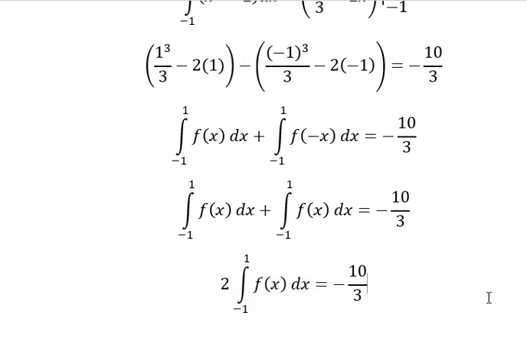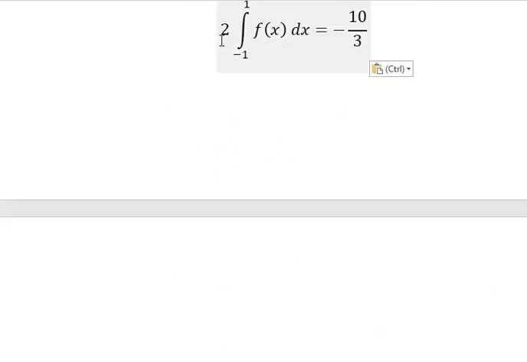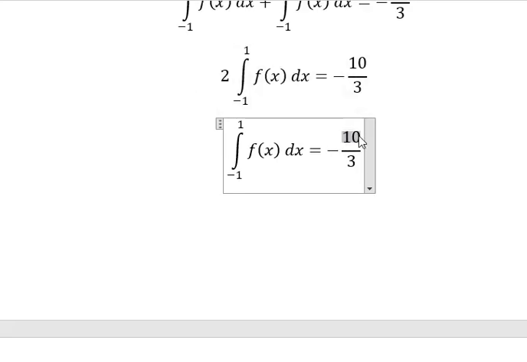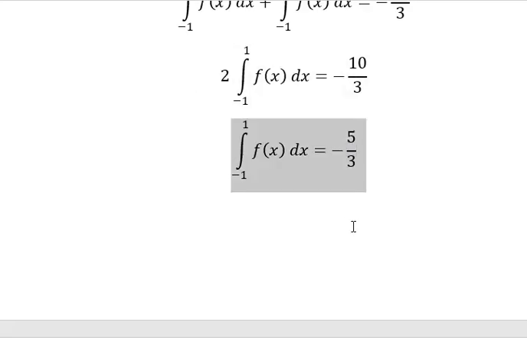And later we divide both sides by 2. And you get negative 5 over 3. And this is the final answer.